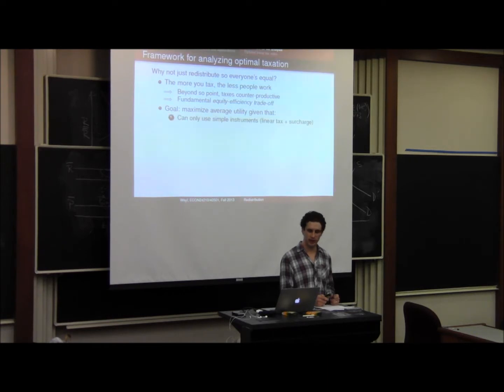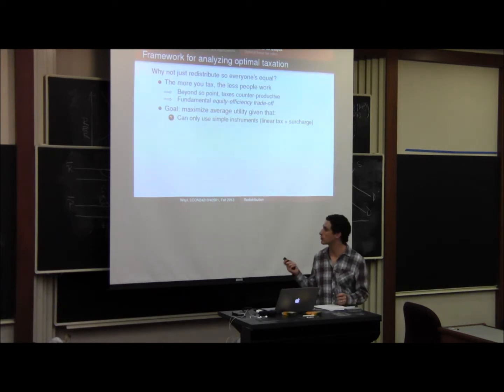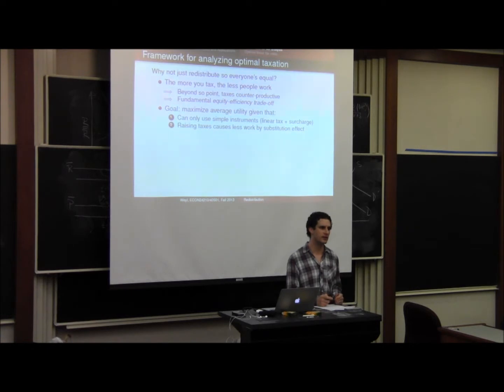And so in maximizing average utility, you have to take into account the constraints, both that we're going to use these simple instruments that I talked about, a surcharge on the rich and a linear tax, and that raising taxes will lead people to work less by the substitution effect.